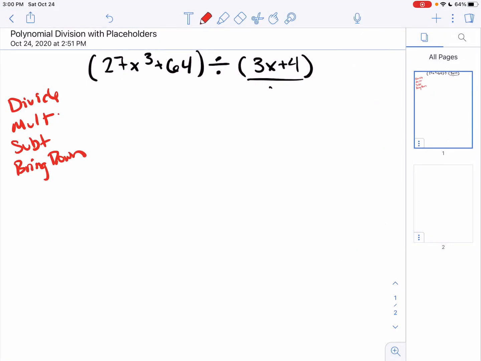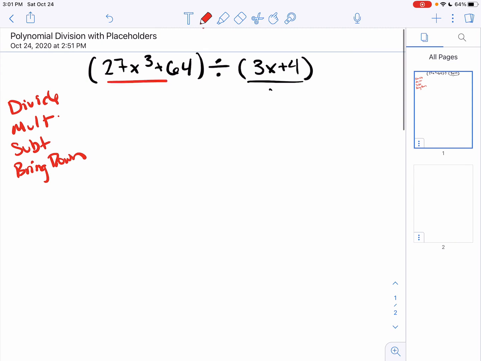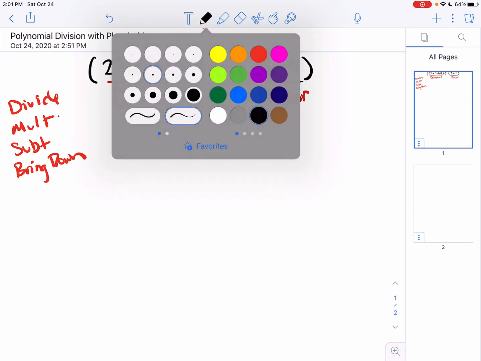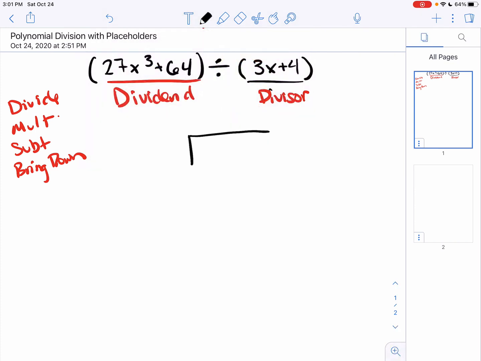In this video, we're going to do another long division problem with polynomials. So, this is our dividend. This is our divisor, just like last time. And we're going to set up our long division bar. So, on the outside, we have 3x plus 4. And on the inside, we have 27x cubed plus 64.